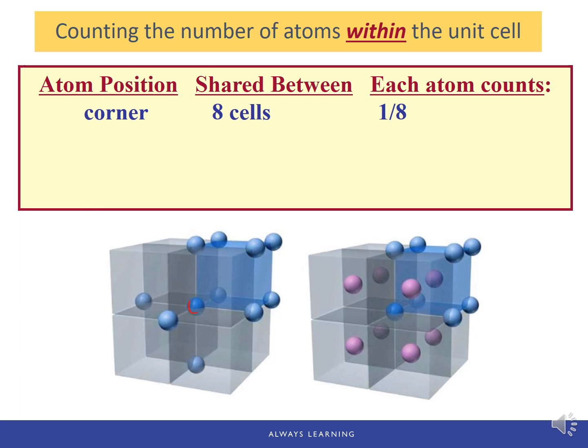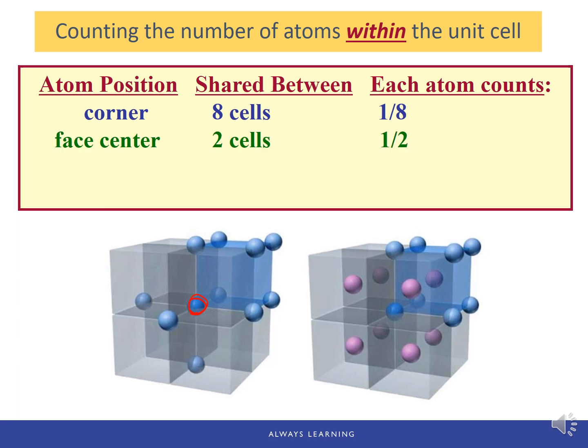If you have a corner atom, it will be shared by 8 unit cells. In this given figure, you can see there are 8 cells stacking together. There are 4 at the front and 4 at the back, and they share the same atom at the corner. Therefore, each corner atom is counted as 1/8. So only 1/8 of the corner atom belongs to 1 unit cell.